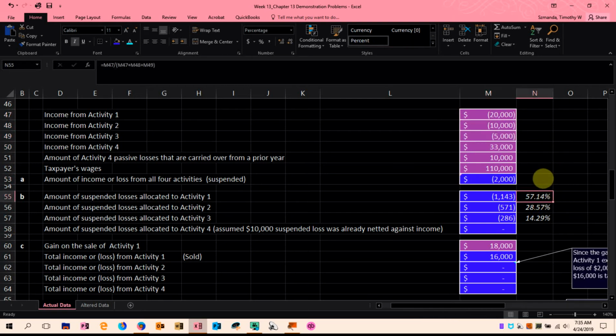So I needed to calculate a percentage, and I did that by taking, for example, for activity 1, the loss from activity 1 of 20,000, and then I just divided that by the total amount of the losses. So it'd be 20,000 plus 10,000 plus 5,000 in the denominator. And it came up with 57.14%. I just applied that 57.14% against a $2,000 loss. And I came up with 1,143. And I just repeated that same calculation for the other two losses from activity 2 and 3.